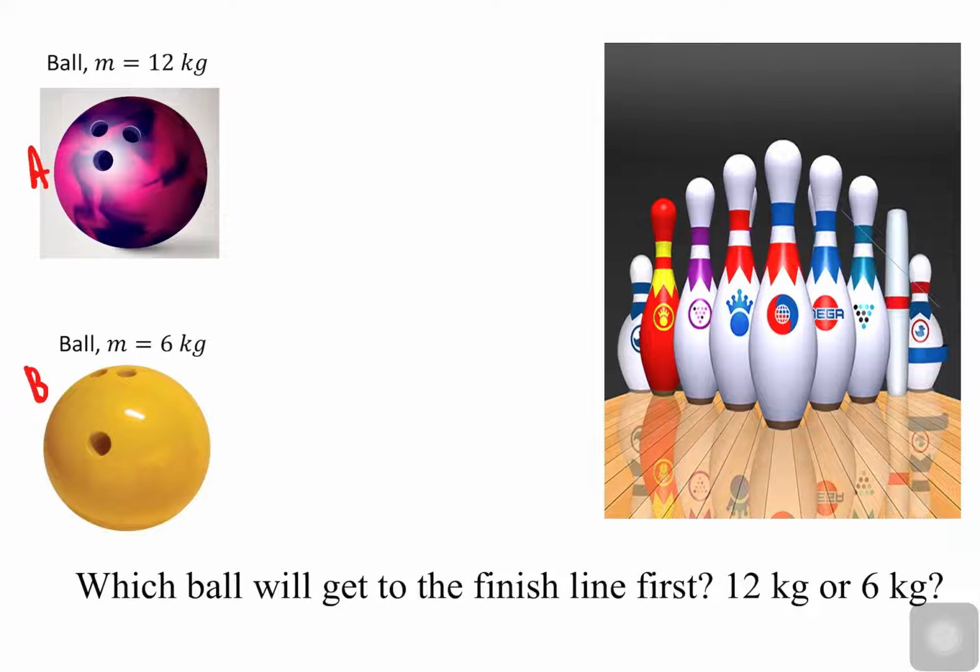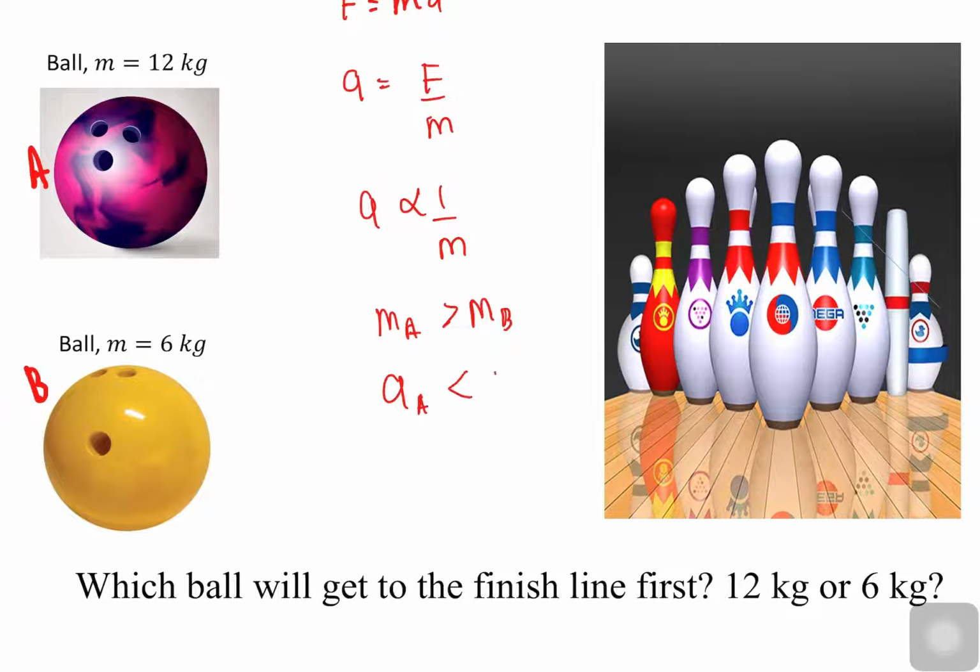Because everything is the same, the frictional force is the same. So we look at F equal to MA. As I said, the force is the same, constant. So A is F over M, so A is inversely proportional to M. As mass A is greater than mass B, therefore acceleration A will be less than acceleration B. Means that ball B will reach the finish line faster than ball A. Okay, that answers the first question.